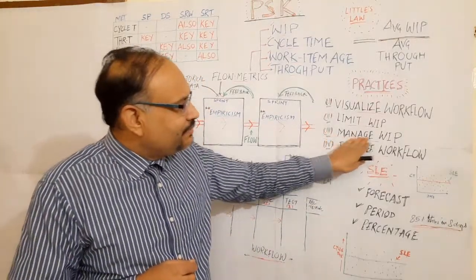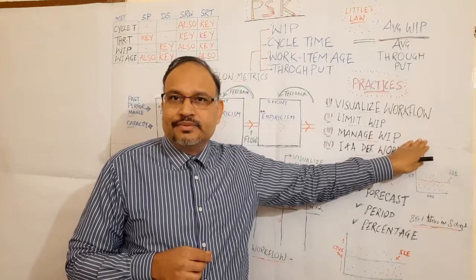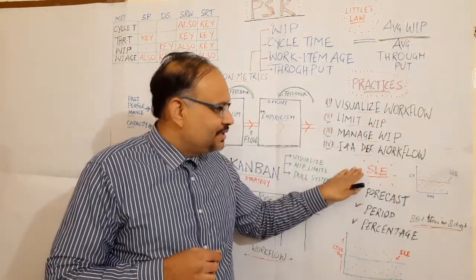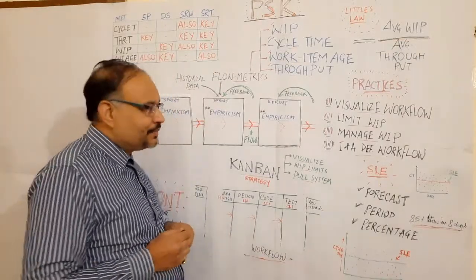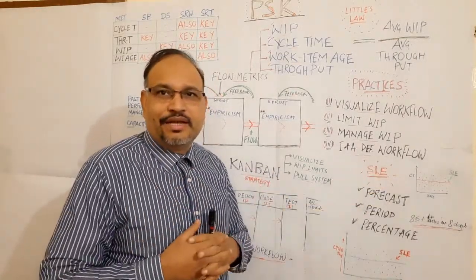Third one is actively manage work in progress items. Right before that, we need to understand the concept of SLE, that is service level expectation. To understand the SLE, we need to understand the cycle time as well.